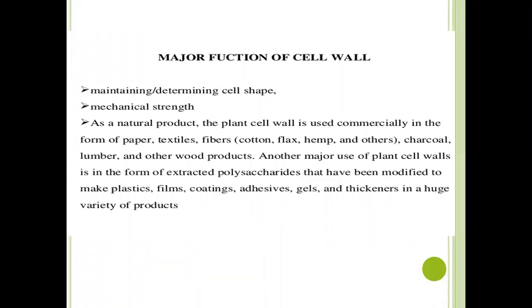Another major use of plant cell wall is in the form of extracted polysaccharides that have been modified to make plastic, film coating, adhesive, gels, and thickeners in a huge variety of products.